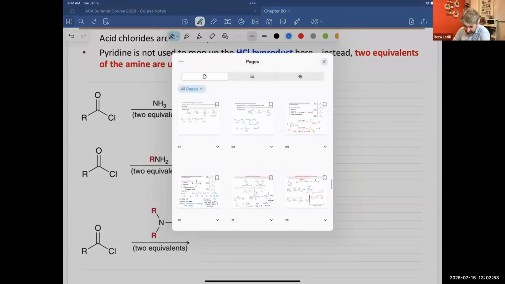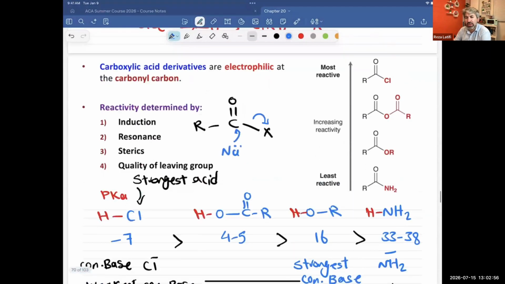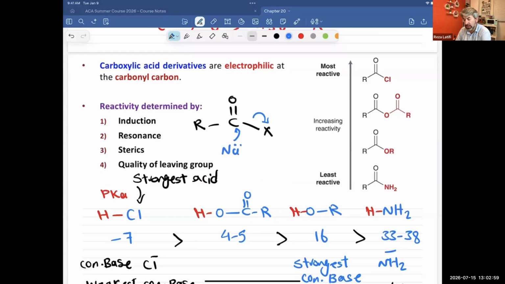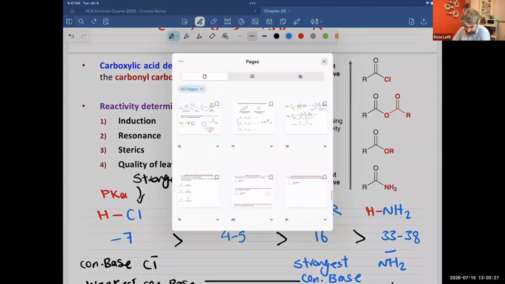I'm going to show you this slide again. From acyl chloride down to the amide, the reactivity goes down. We can use acyl chloride to create technically any other functional group. We practiced the anhydride, and we said if we take acyl chloride and treat it with alcohol, we can turn it to an ester, or we can use NH3 in order to turn it to an amide. Then we're going to practice some examples.